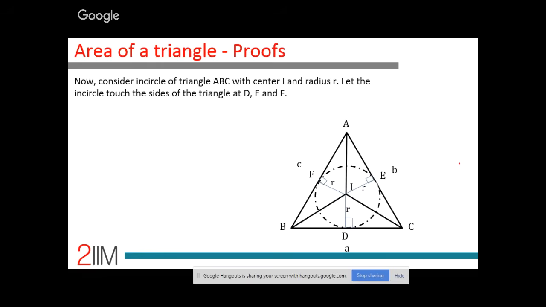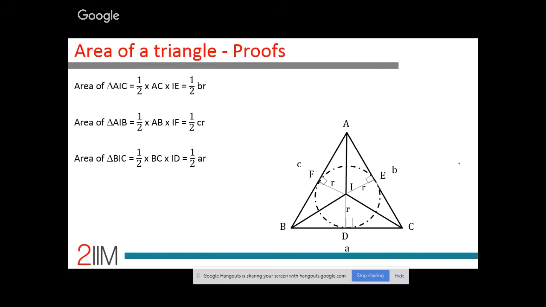So triangle BIC, what will be the area? Half into R into A. ID is perpendicular to BC, tangent perpendicular to radius. So you draw a perpendicular from I to BC. Half into base into height is half AR. What is the area of triangle AIC? Half BR. AIB, half CR.